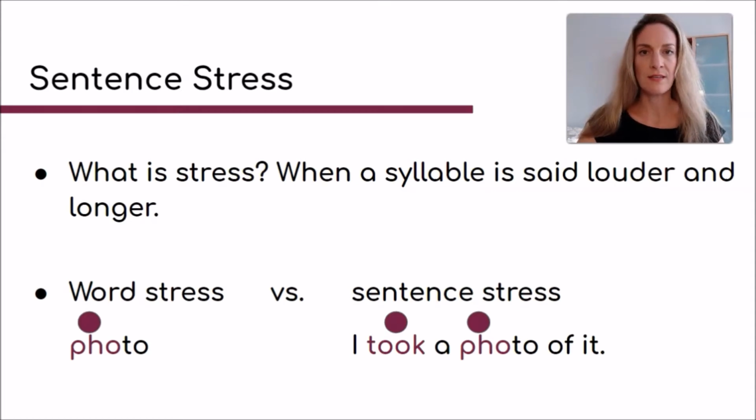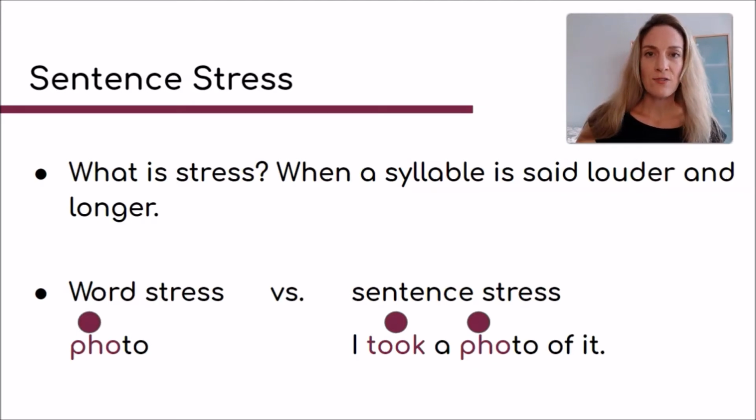So word stress is determining which syllable within a word is stressed. So we have the word photo here, and photo consists of two syllables, but only the first one is stressed. We say photo. Okay, if you're not sure about word stress, then watch my other video. I'm going to link to it in the comment section.